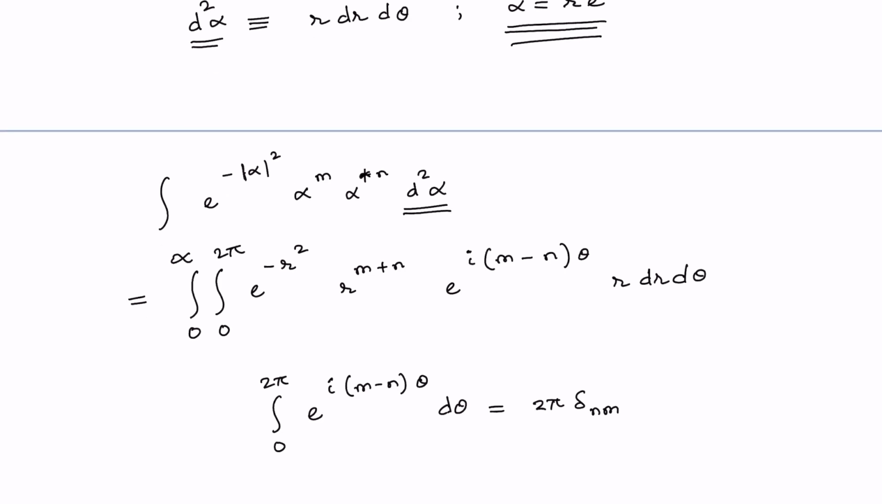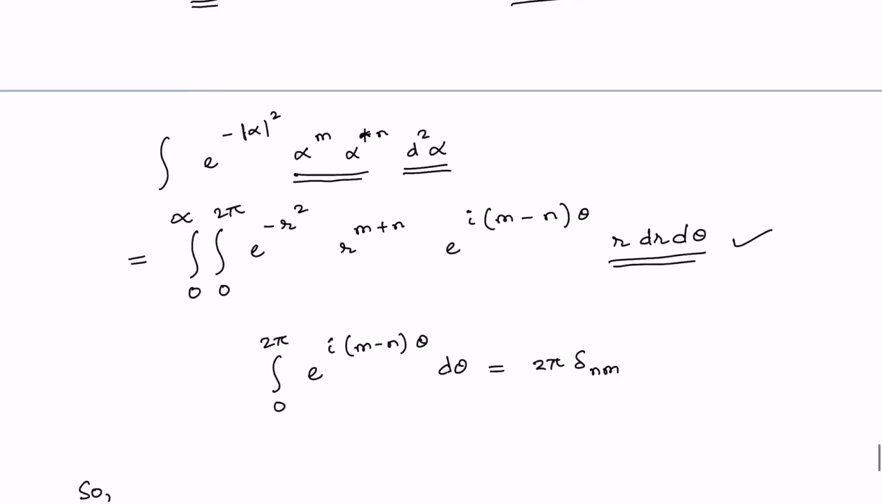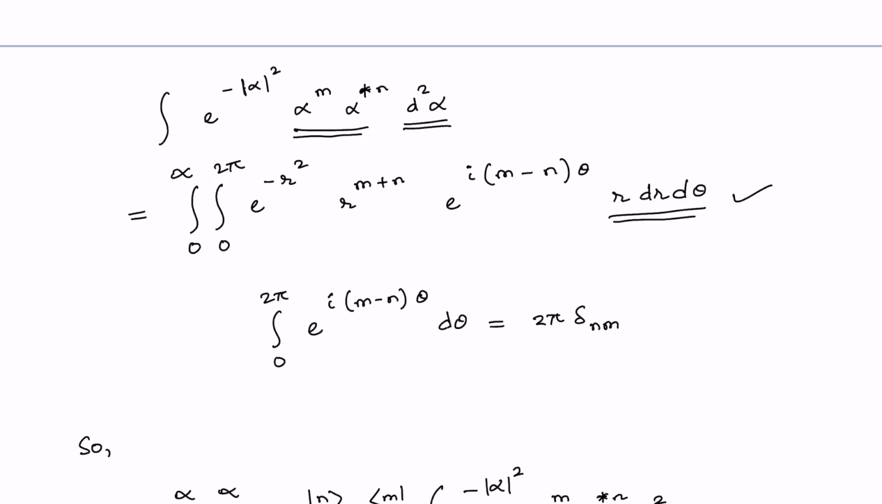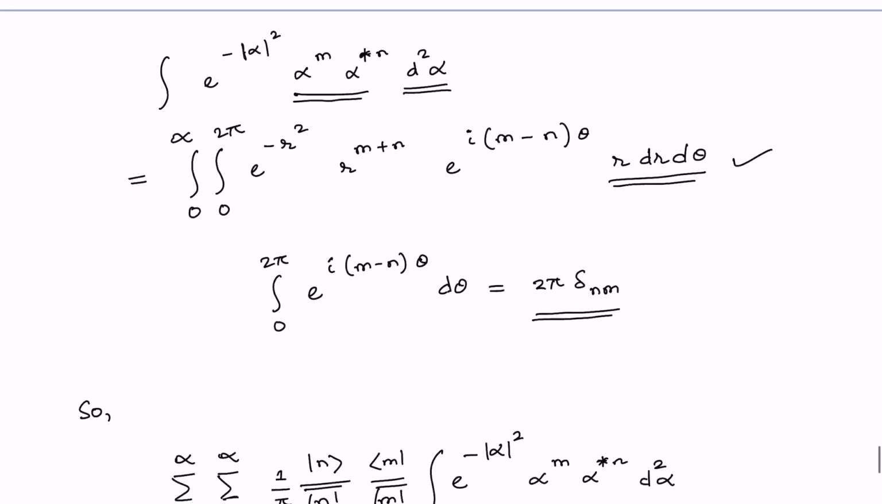d2 alpha is r dr d theta, and you see what I have put is that alpha is equal to r e to the power i theta, and this will give me this particular expression, and this integration from 0 to 2 pi of e to the power i (m minus n) theta d theta is basically equal to 2 pi times delta nm, because this is basically the delta function.